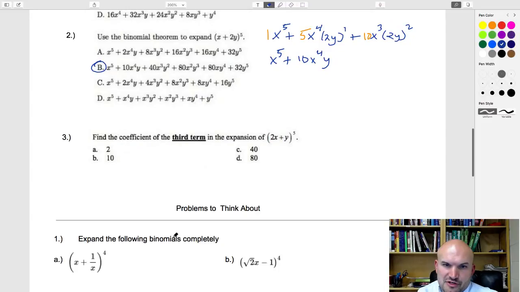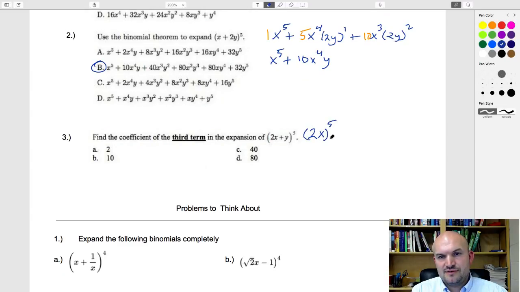Find the coefficient of the third term in the expression (2x + y) to the third. So now they're asking us exactly for that third term. So what we're going to have to do here is expand this to the fifth power. So we'll have 2x. Let's see. Well, that's going to be to the fifth, y to the 0, plus 2x to the fourth. So that means my third term is going to be 2x to the third.